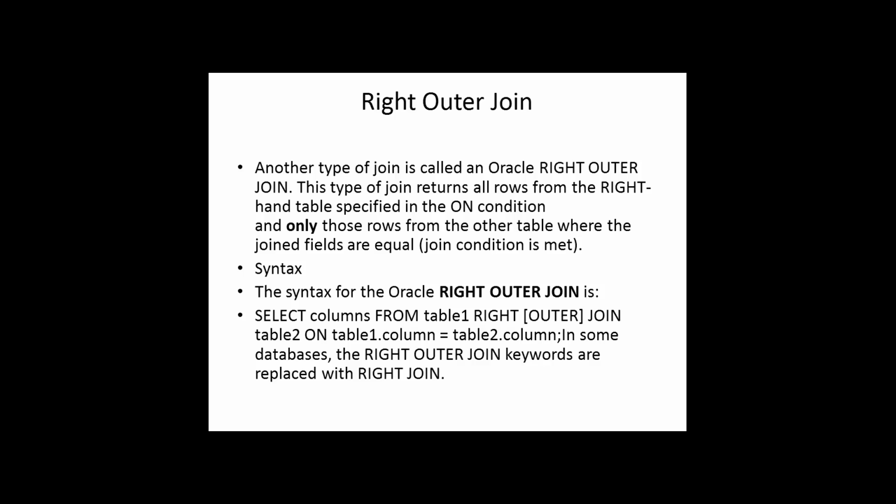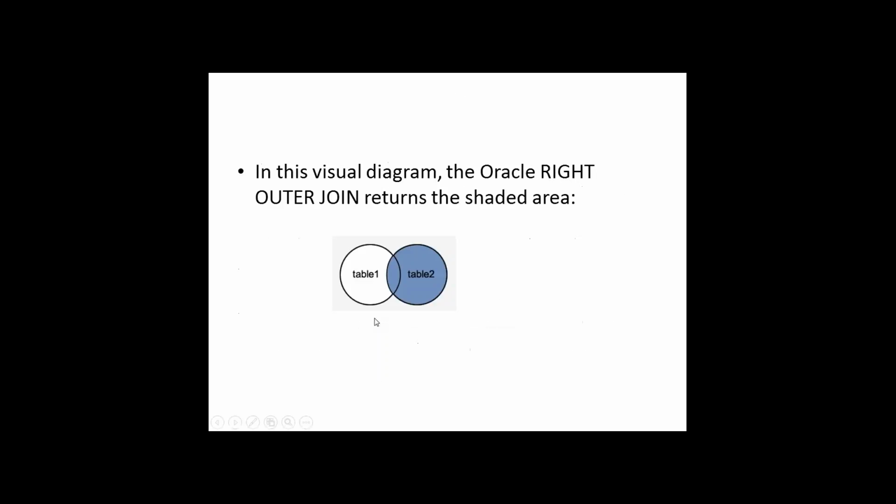The syntax is very simple. Select columns from table names, which is what we usually do. And in the where clause, you write a right outer join, or you write a plus symbol. I'll show you in an example how exactly we are going to write it. So this is the visualization.